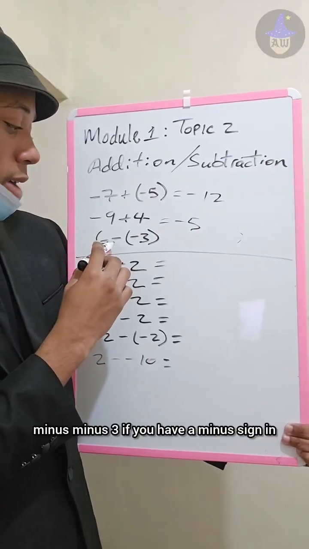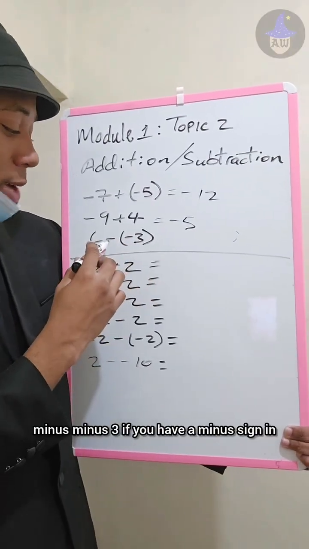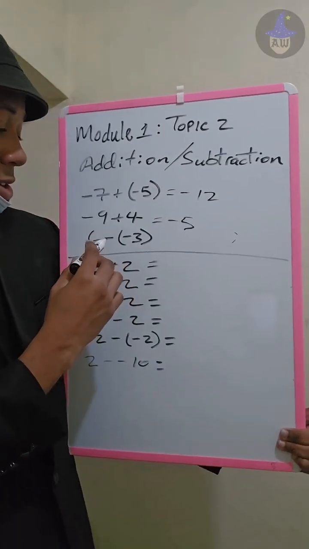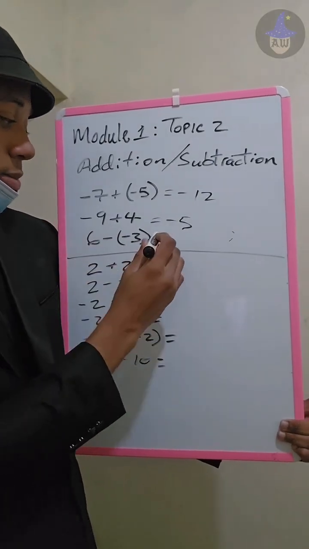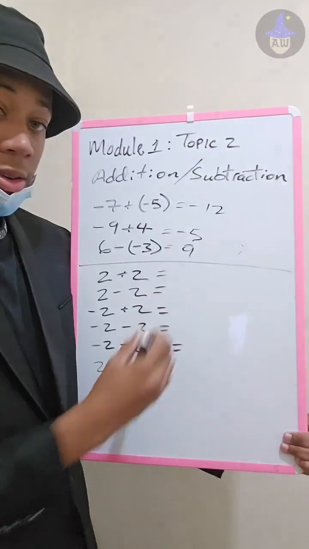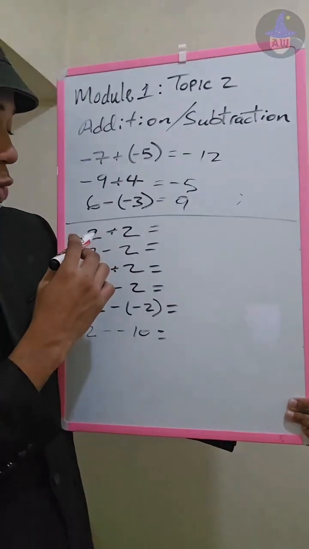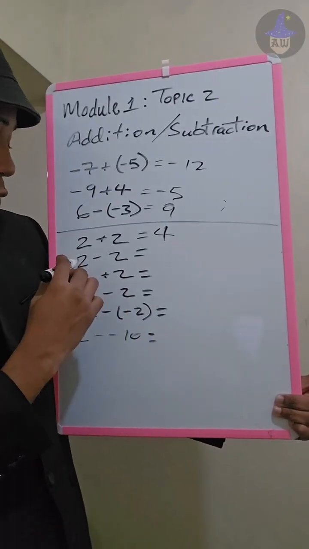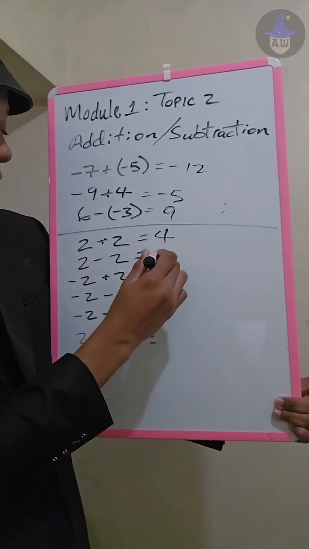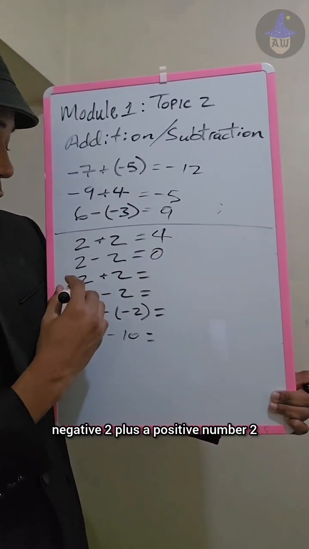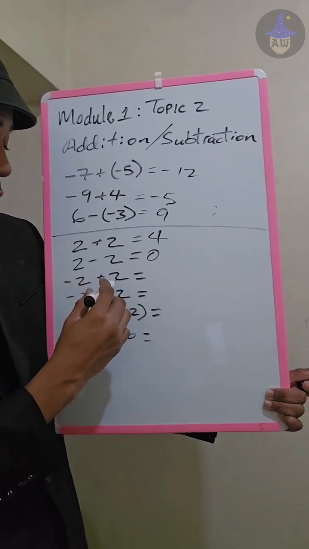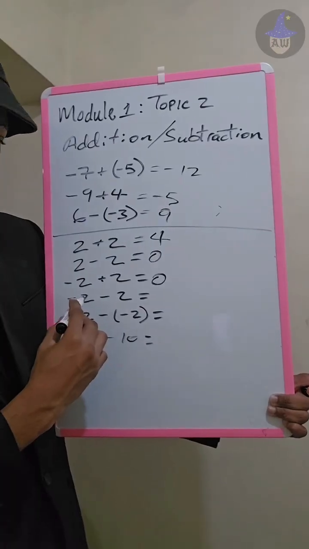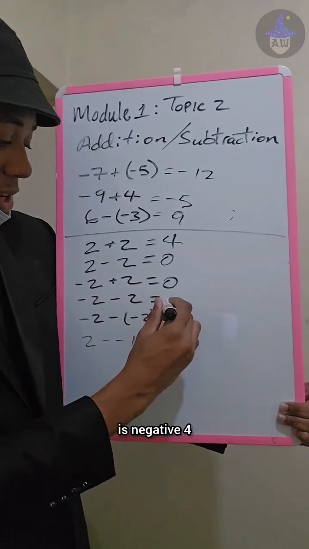6 minus minus 3, if you have a minus sign in front of another minus, it becomes positive. So now it's 6 plus 3, and that's 9. 2 plus 2 is 4. 2 minus 2 is 0. Negative 2 plus a positive number 2 is 0. Negative 2 minus 2 is negative 4.